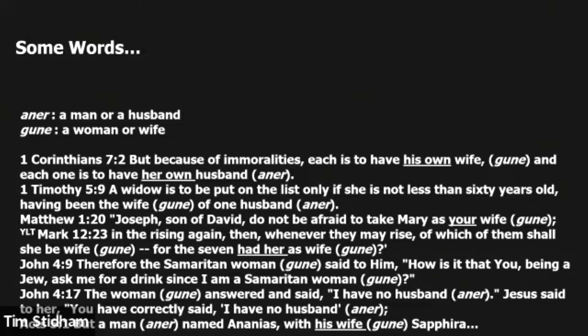And so you can see from the context, usually it has some sort of possessiveness to it. He had her, had been married 7 times, had her as a wife. The Samaritan woman, on the other hand, chapter 4 of John, is just a woman, and she's not married. And so it's translated as woman.